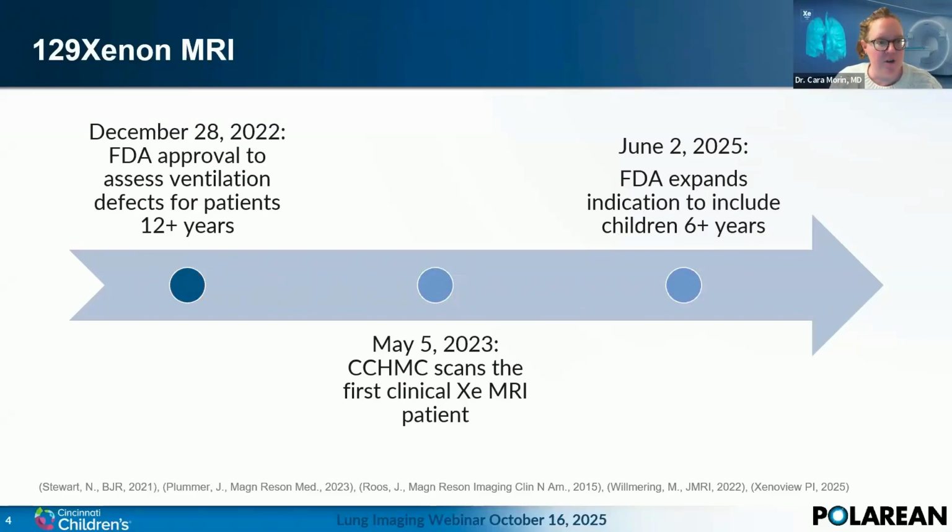Okay. So if you're not familiar with xenon MRI, Polarean's product was FDA approved to assess ventilation defects in patients older than 12 years of age, December 28th, 2022. And here at Cincinnati Children's, we scanned our very first clinical xenon patient May 5th of 2023. And then the FDA expanded our indication to include children 6+ years in June of 2025. So we've been scanning patients for a little over 2 years now, and that is what a lot of this experience that we're describing today is based on.